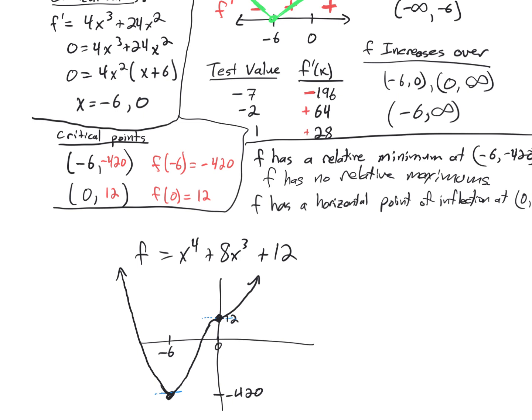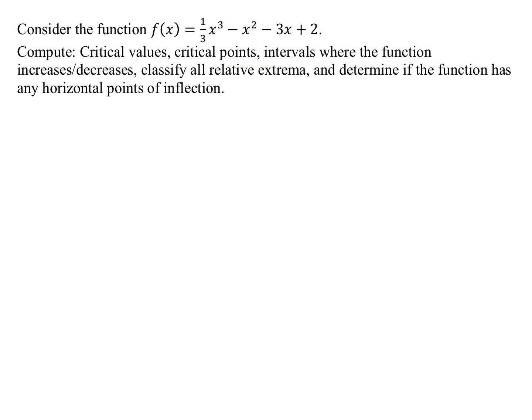Okay, so now that we have one example under our belt, let's go to another one. Hopefully this one we can do a little bit faster. Okay, we have a function, and we want to find critical values, critical points, intervals where we're increasing, decreasing. We're going to classify relative extrema. We are going to look for horizontal points of inflection.